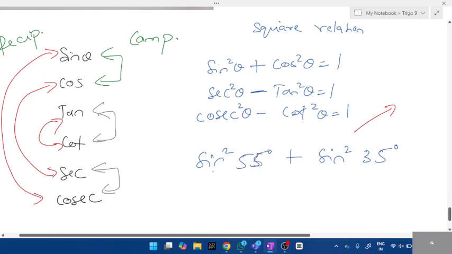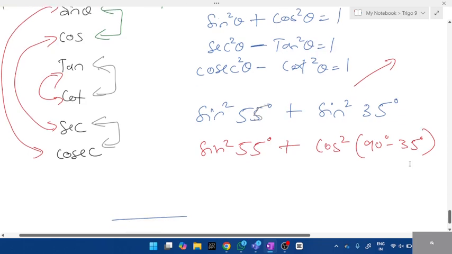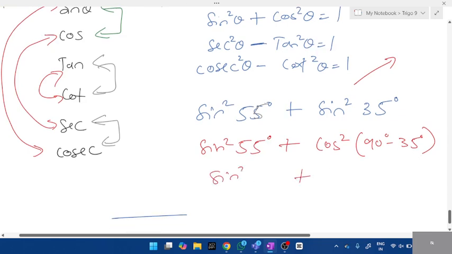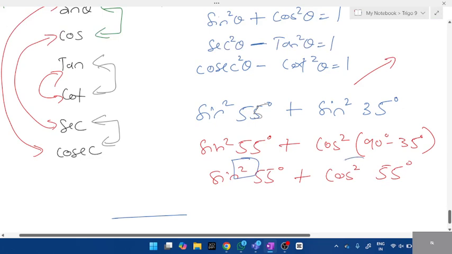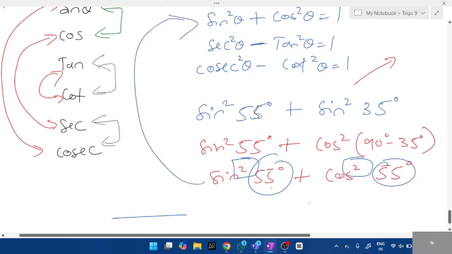How do you solve a complementary question? Keep sin square as it is. Keep one value as it is and convert the other one. What is sin square 35? Cos square of 90 minus 35. What is 90 minus 35? 55 degrees. Okay, now can you see the square relation is given? There is a square. Yes, sir. What's the answer? Sin square theta plus cos square theta, the angles are the same, 55 and 55, is 1. The answer is 1.